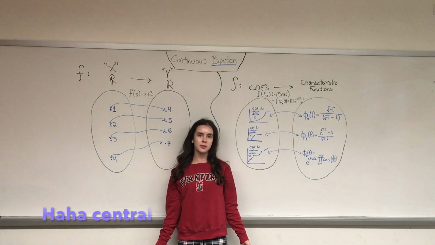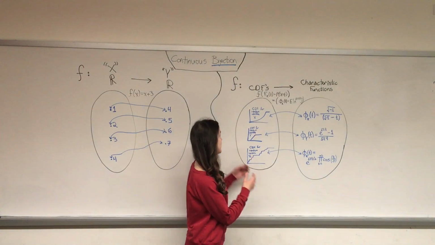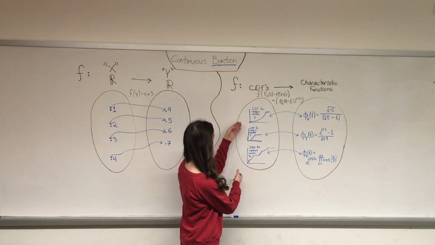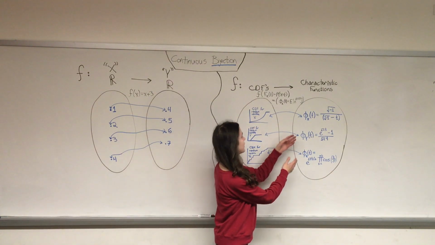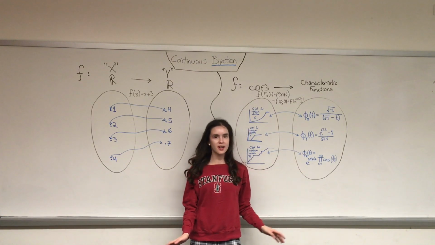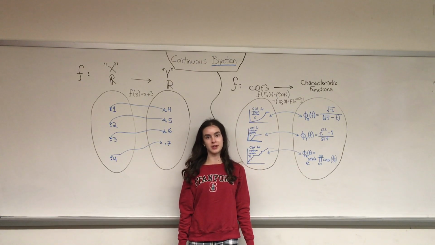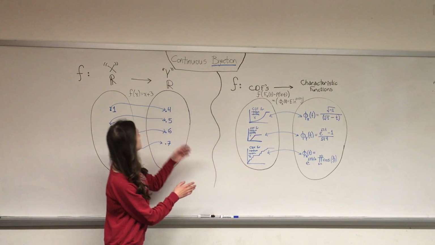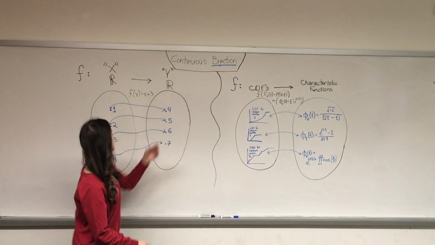So something that is central to the proof is the idea that there exists a continuous bijection between the space of cumulative distribution functions and the space of characteristic functions. I'm going to break this down into a few pieces, so don't worry about what characteristic functions are at the moment. First, I'm going to start by defining what a bijection is.